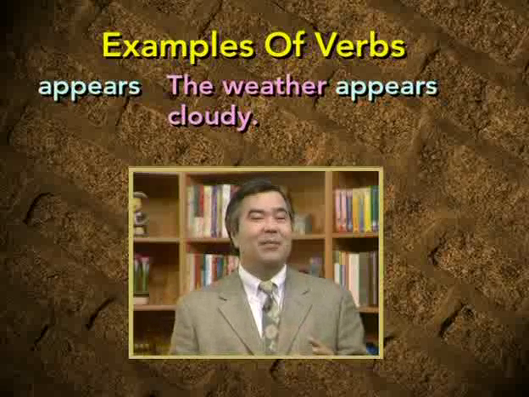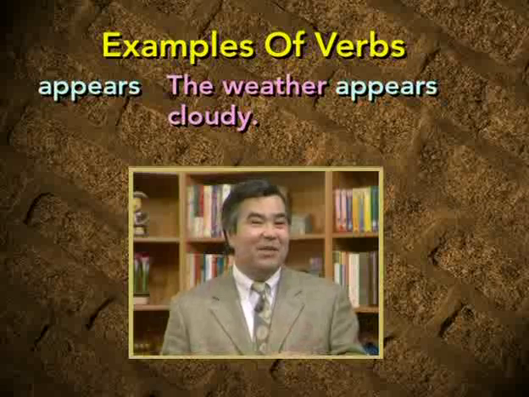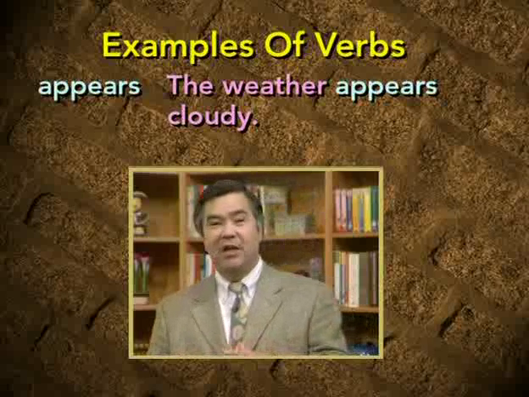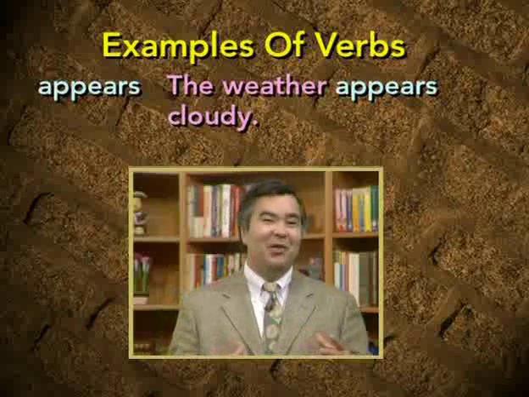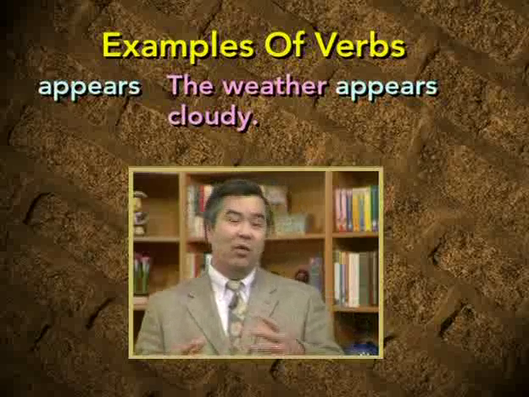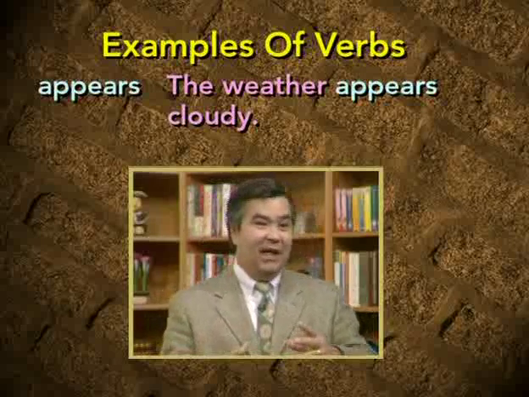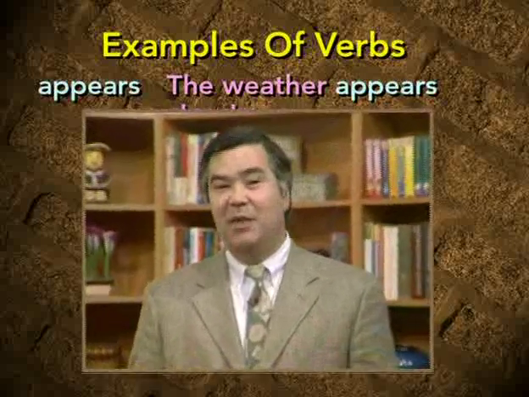It is telling us something that the weather is, not something the weather is doing. When we say the weather appears cloudy, we mean more or less the same as the weather is cloudy. So a verb like appears can be either a verb expressing an action or a state of being. And there are a few verbs like that in English which can go either way. They can express a state of being or an action.